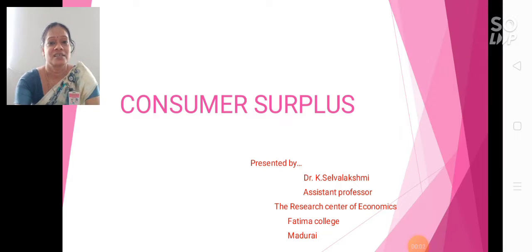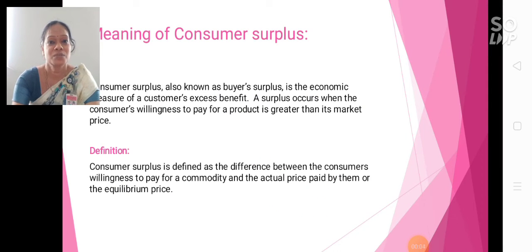Consumer surplus. Let's see what is consumer surplus. Consumer surplus is an economic measurement of consumer benefits. The consumer surplus happens when the price that consumers pay for a commodity or service is less than the price they are willing to pay.